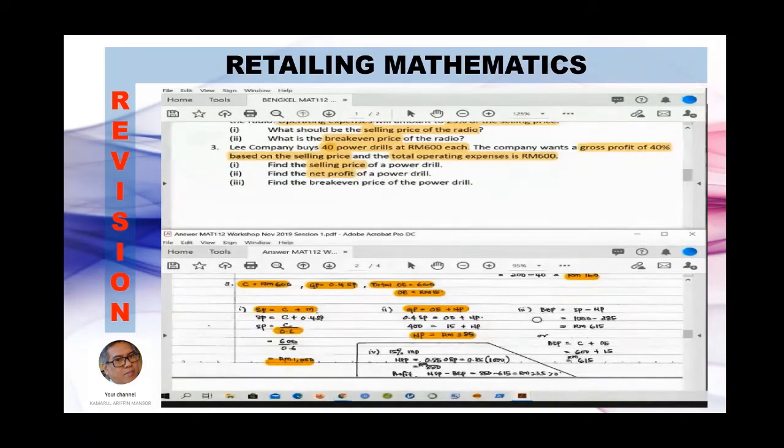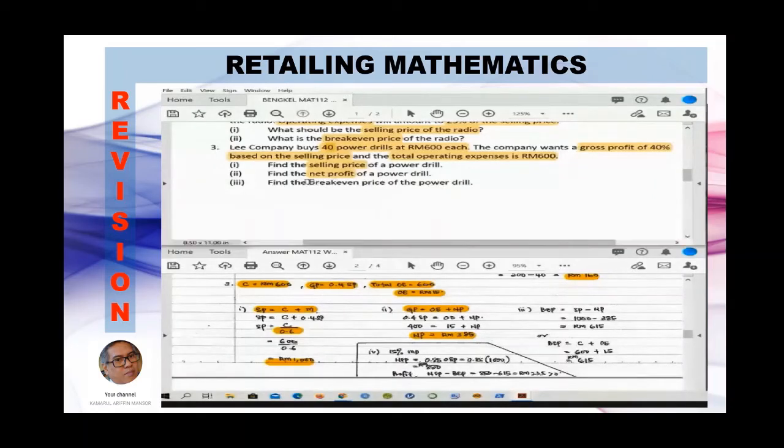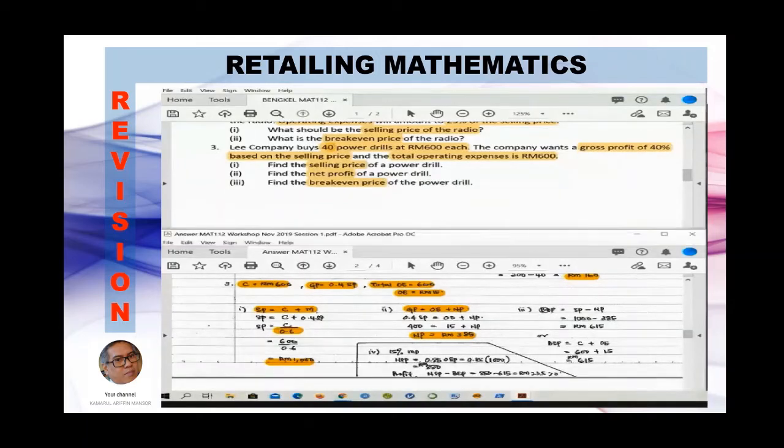Alright. So that is for the second one. And then the third one, dia minta kita cari break even price. So break even price, macam tadi saya dah terangkan, kita ada dua formula yang kita boleh gunakan. Bukan dua, lebih dari dua. So one is by using SP minus NP.